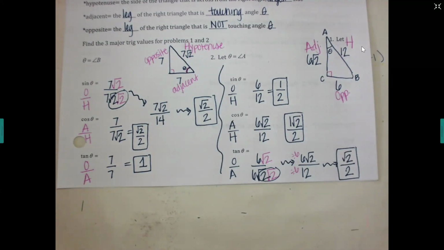Okay. How about over cosine? So cosine is A/H. The adjacent side was 6√2. The hypotenuse was the 12. And then because we had numbers that were both on the outside, we can divide them with each other. So 6 divided by 6 went to 1, 12 divided by 6 went to 2.